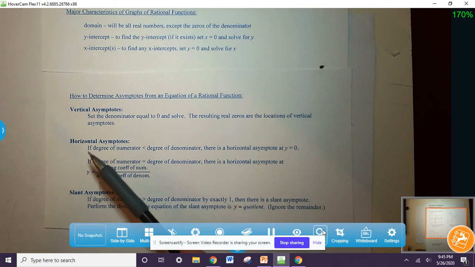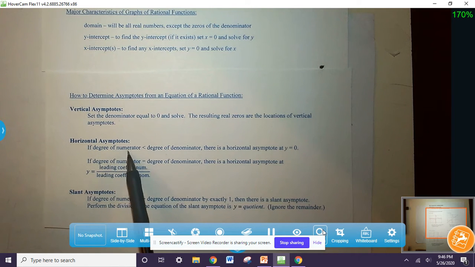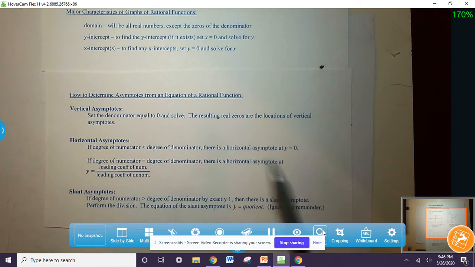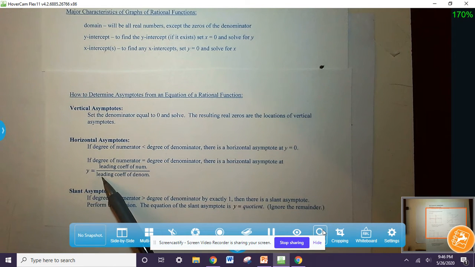To determine if your rational function will have a horizontal or slant asymptote, you have to compare the degree of the numerator to the degree of the denominator. And when you compare them, there's really only a few things that can happen. If the degree of the numerator is smaller than the degree of the denominator, automatic horizontal asymptote y equals 0, nothing else to think about. If the degree of the top is equal to the degree of the bottom, then there's a horizontal asymptote, and here's how you find it, and I'll show you an example of that in a moment. Now, if there's a slant asymptote, that only happens when the degree of the top is bigger than the degree of the bottom by exactly 1.